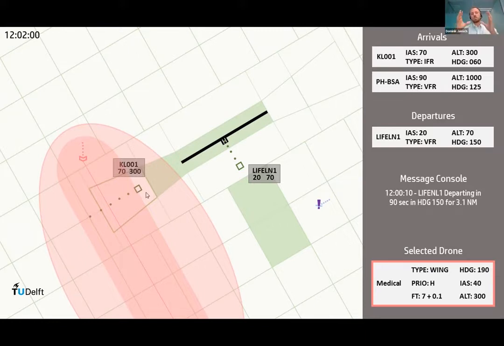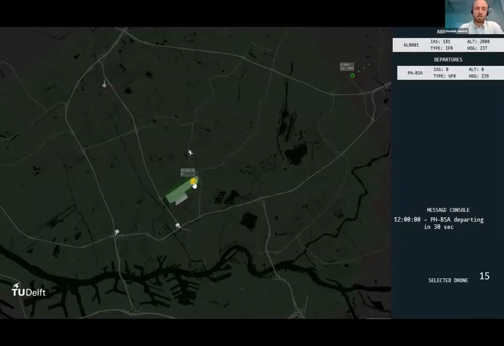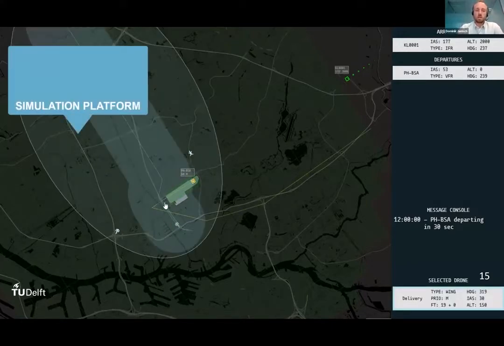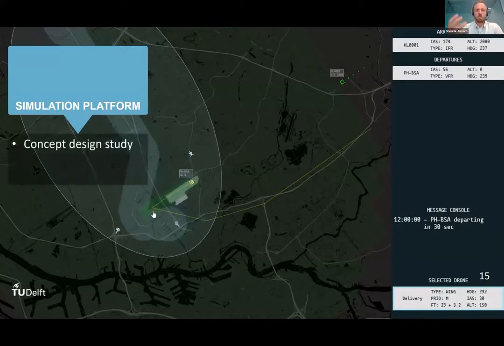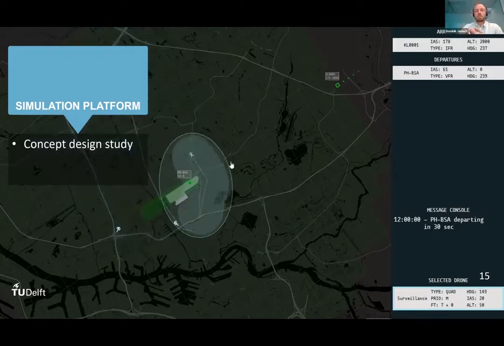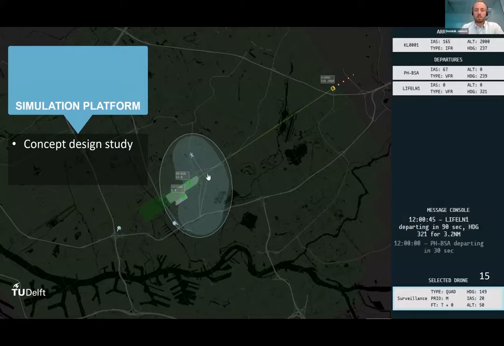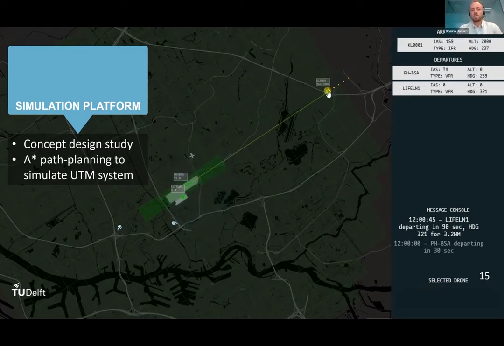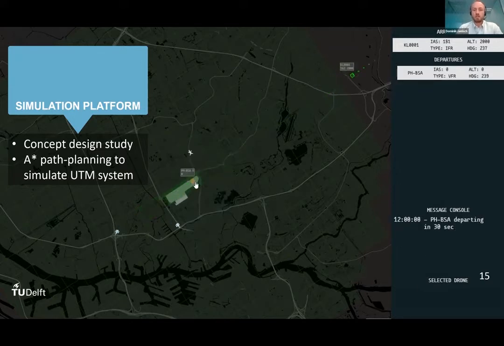Of course, now we needed to put this mock-up into an actual simulation environment, which we did. What you can see here is the simulation environment, the initial design mock-up that we performed to test some of these interface elements. This was, of course, based on this conceptual design study that I just presented. The underlying automation of vehicles that they would reroute around particular areas was simulated using an A-star path planning algorithm. We wanted to use that to simulate UTM system actions. It's not as sophisticated as it potentially could be, but for the purposes of this initial display, we thought it was more than adequate.